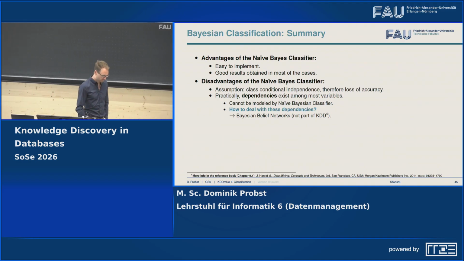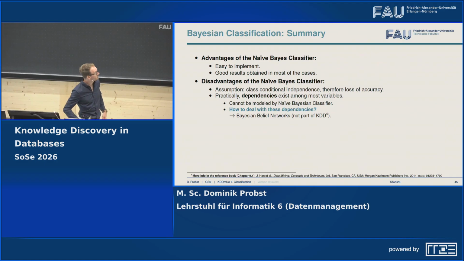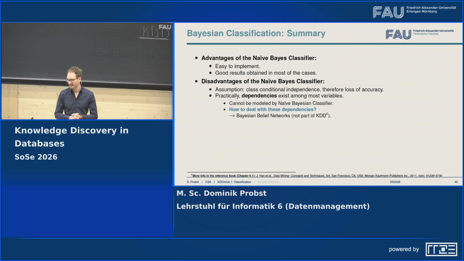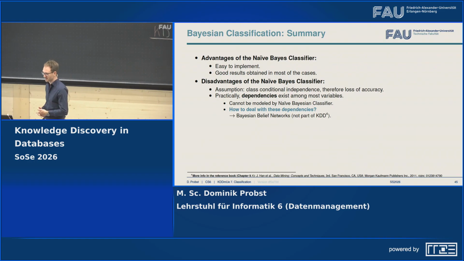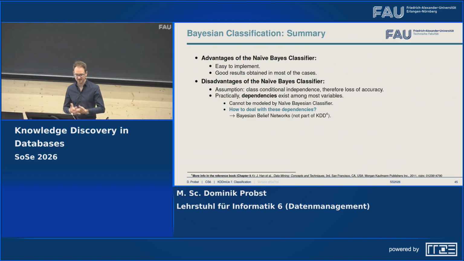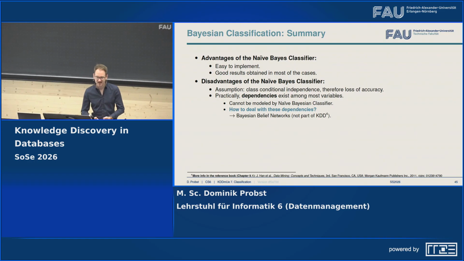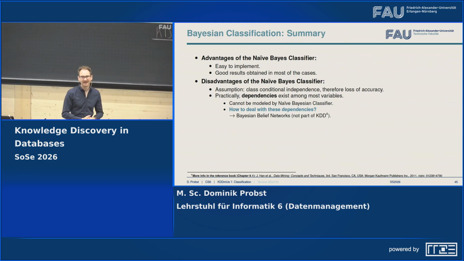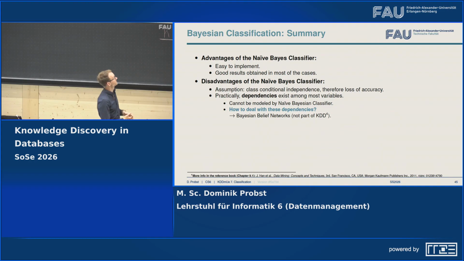There are some disadvantages, specifically to the naive Bayesian classifier. One is, of course, the assumption. We are assuming that we have conditional independence of attributes. If we have dependencies, then we are losing accuracy. And in most cases, your attributes will have some dependencies.